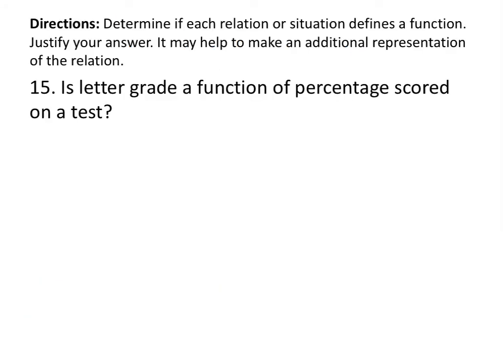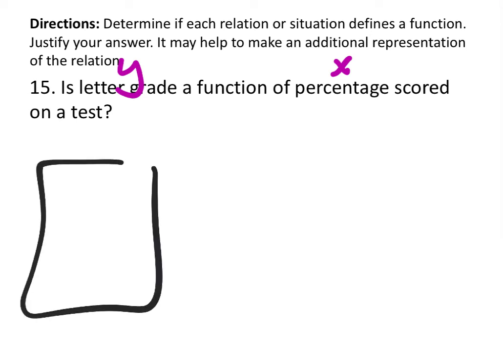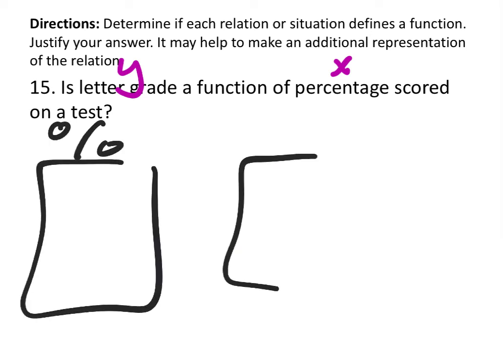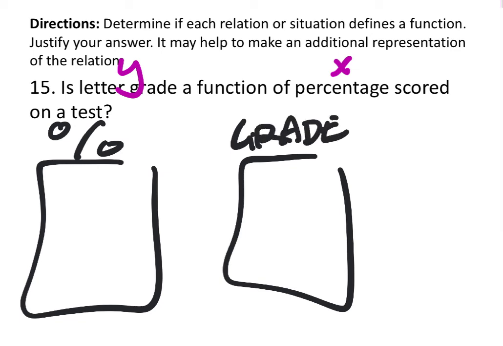Well, let's reverse that situation. Let's say that the letter grade is a function of percentage. So remember, is y a function of x? In our table now, or mapping even, we would say this is our percentage, and this is our grade. Now, if I said your percentage is an 88%, would you know your exact grade? Yeah, sure. You'd have a B+.